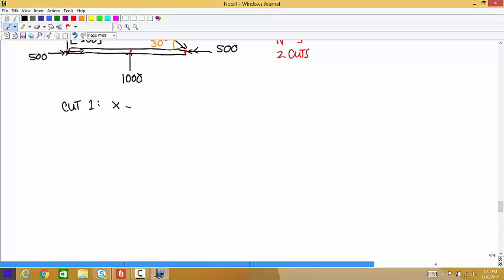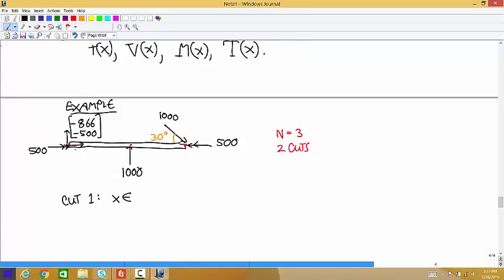Cut 1 is valid for x values between 0, I didn't give a length, but it looks like it's 2 meters long. So this is 1 meter, and this is 1 meter. So cut 1 is valid for x values between 0 and 1.